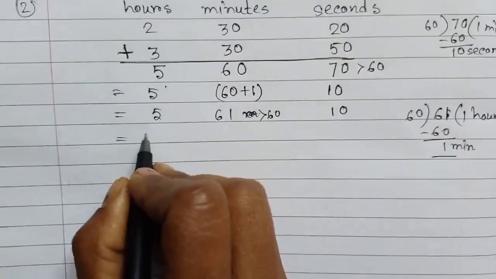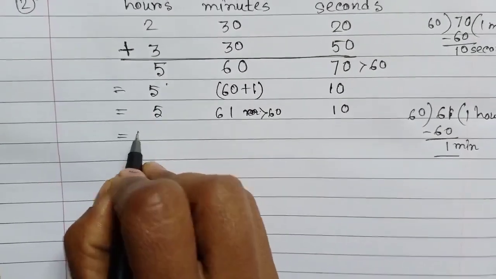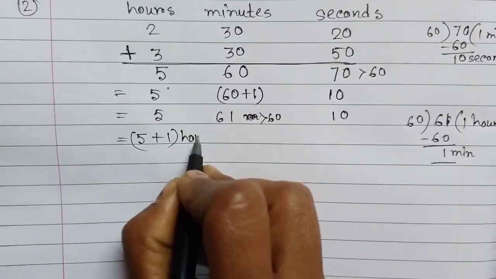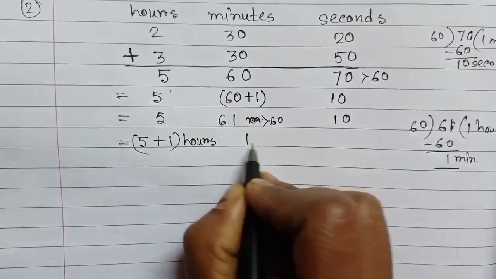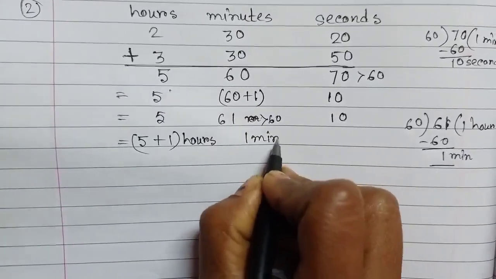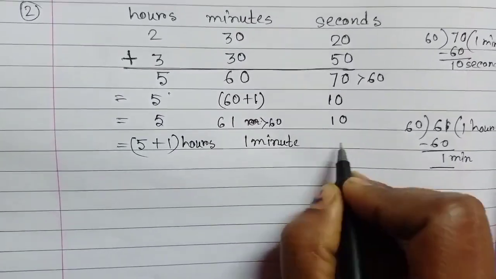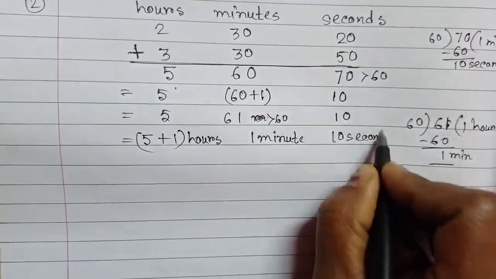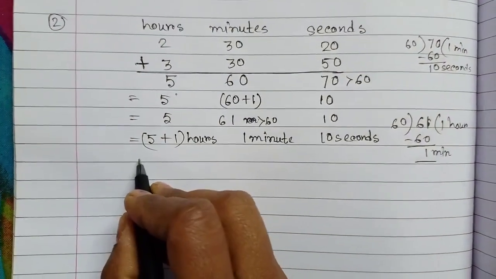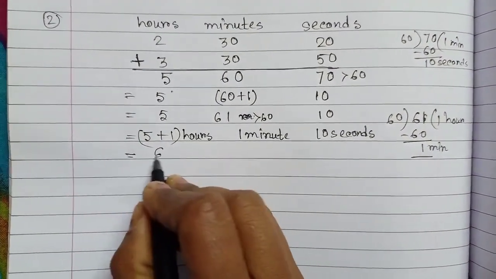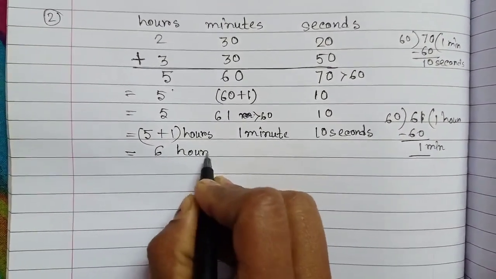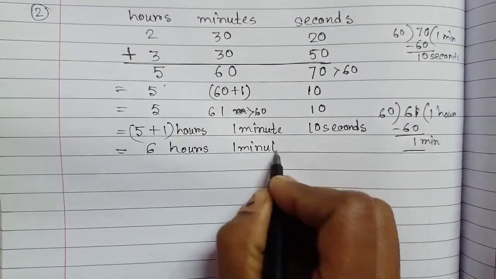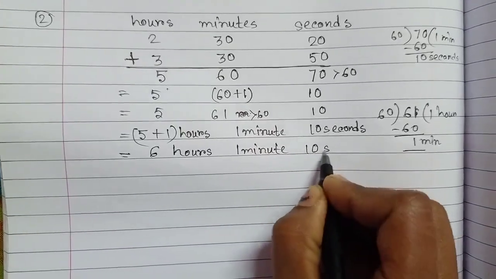So the answer is 5 plus 1 hours, 1 minute and 10 seconds. The answer is 6 hours, 1 minute, 10 seconds.